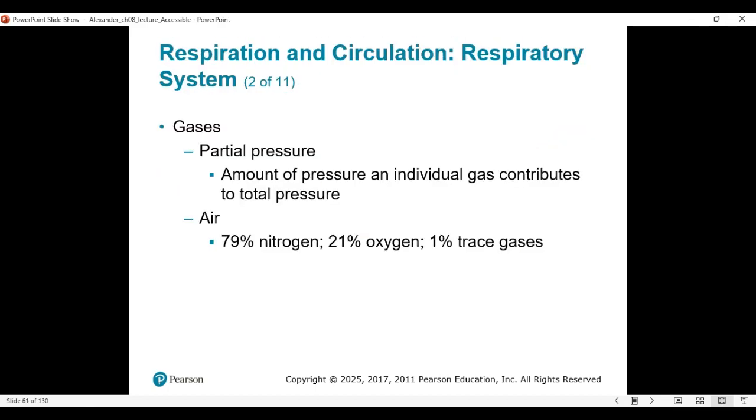We're talking about partial gases: the amount of pressure an individual gas contributes to total pressure. It's usually written as P followed by the gas, like partial pressure of oxygen is PaO2. The air we breathe is 79% nitrogen, 21% oxygen, and 1% other trace gases.